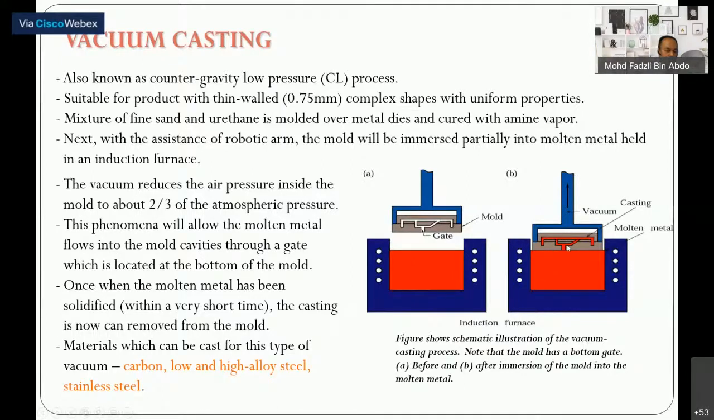Dia akan masuk ke sini disebabkan dia ada vacuum. When the molten metal has been solidified, within a very short time, the casting can be removed from the mold. Material which can be cast for this type of vacuum is carbon, low and high alloy steel, and also the stainless steel.